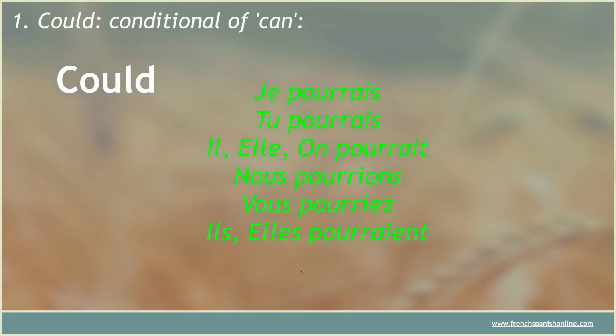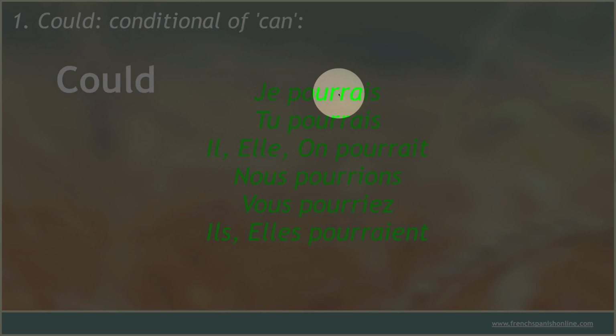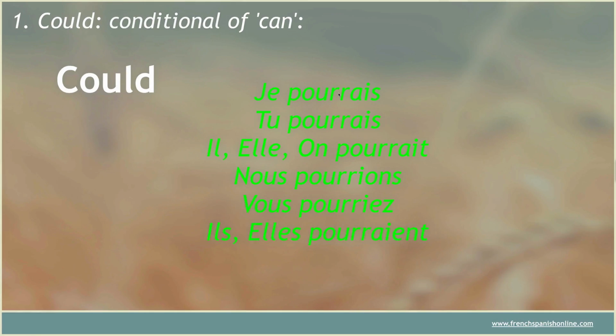Je pourrais, tu pourrais, il pourrait, elle pourrait, on pourrait, nous pourrions, vous pourriez, ils pourraient, elles pourraient. So the conditional mood. Well, here we've got two letter R's, so sometimes we insist in the pronunciation. Je pourrais, tu pourrais, okay? Not all the time, but if you want to make a difference, yes, you can insist on this letter R.